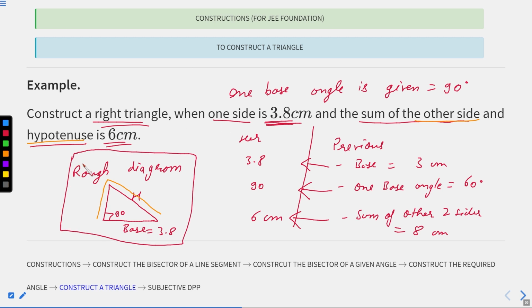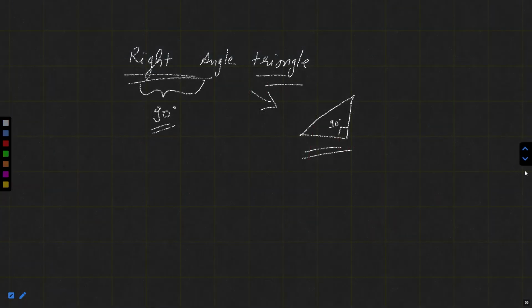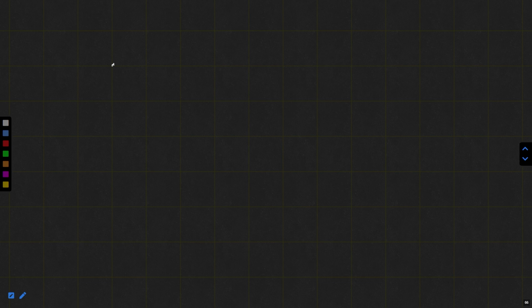Okay, so this construction is quite easy to handle. Let me give you rough and fast steps to do that. First we will draw the 3.8 centimeter base, and then a 90-degree angle. Take BC as our line segment of 3.8 centimeters and a ray originating from B making an angle of 90 degrees with BC, and say the ray is BP.